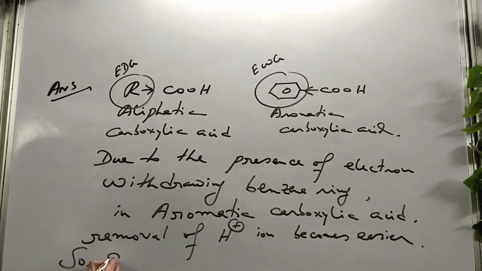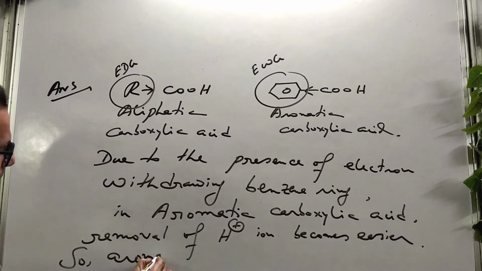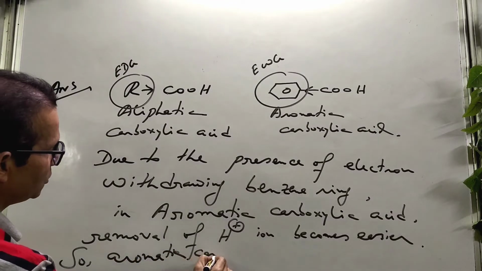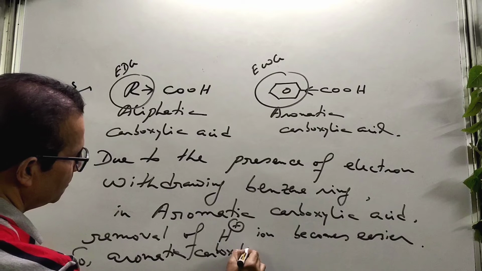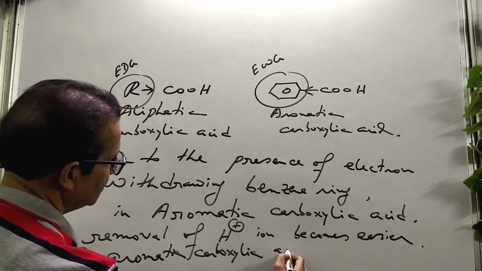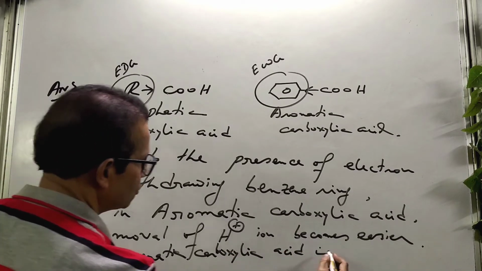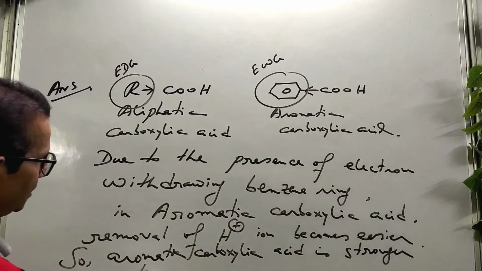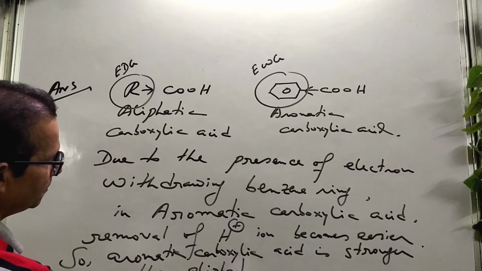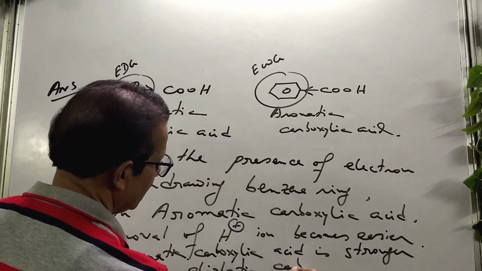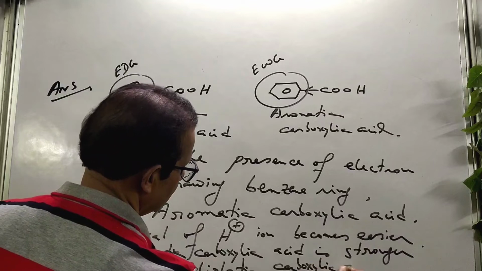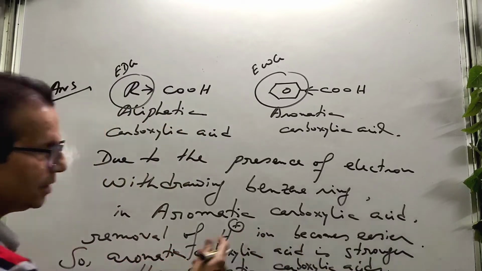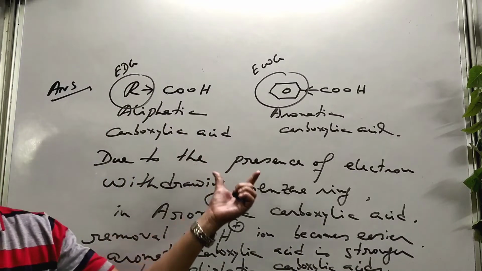So aromatic carboxylic acid is stronger than aliphatic carboxylic acids. I think you understand it, okay?